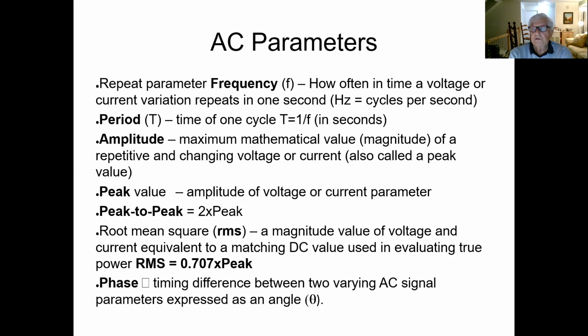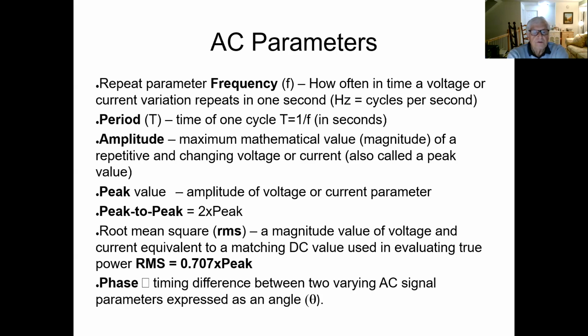And amplitude is that maximum value, okay? That's the peak value. We have a peak value in current, and we have a peak value in voltage. So the peak value is the amplitude of the voltage or current. We can have a value which we call peak to peak, which is from the positive peak to the negative peak. So that's twice the peak value, normally, if it's a regular sinusoidal curve, okay?